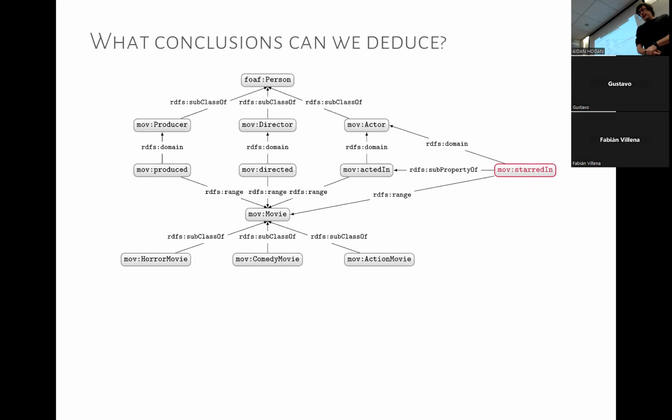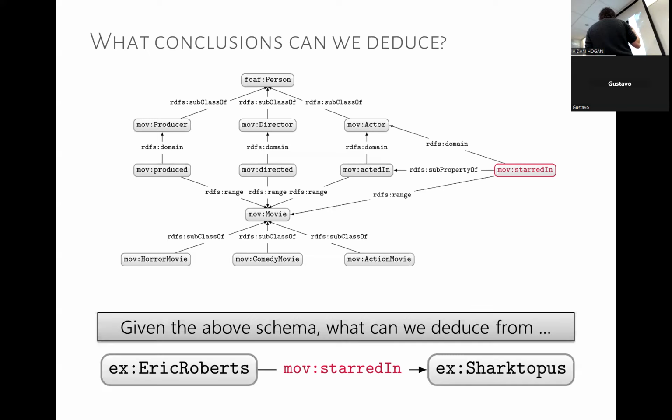So we saw this RDFS schema that we defined earlier with action movie, subclass of movie, and actor, subclass of person, and directed domain director, and so forth. So this is all well and good, but what do we use this for? The idea is we can use this for deductive reasoning. So if we're given a fact afterwards that Eric Roberts starred in Sharktopus, what could we infer based on our RDF schema?